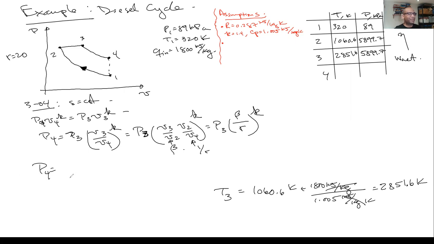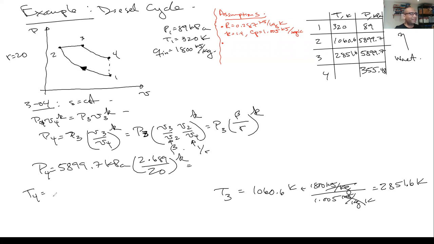So P4 is going to be P3, 5899.7 kPa, multiplied by 2.689 over 20 to the K. And that will give us a pressure at 4 of 355.48 kPa.